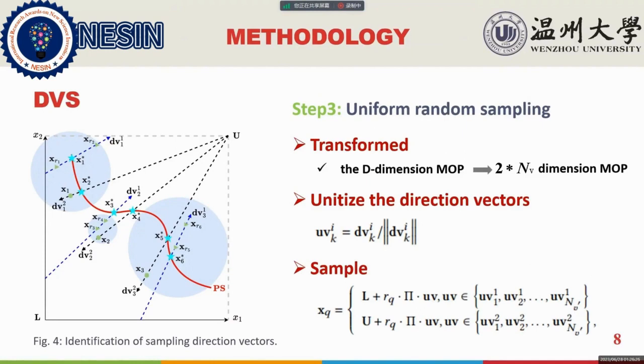In essence, through the above operation, the original large-scale MOP has been transformed into a small-dimension MOP. In other words, our task now becomes to sample high-quality points in these defined directions. Here, we choose to use the uniform random sampling strategy. Specifically, we randomly sample ND solutions uniformly in each direction.